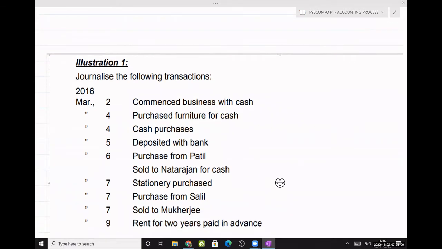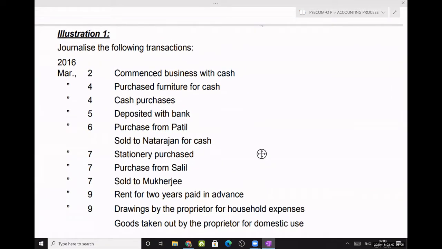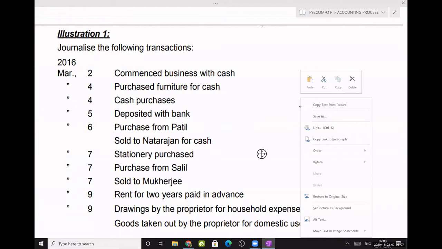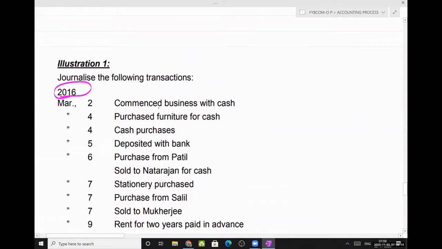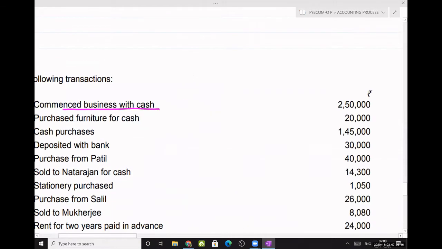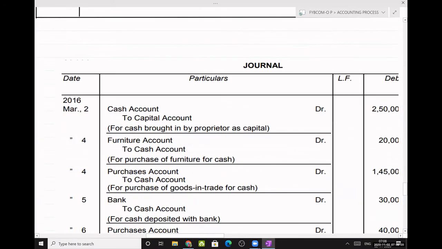This is a part of the accounting process. Journalize the following transactions. The year is 2016, 2nd March: commenced business with cash, that is, started business with cash. So look at the probable journal entries.